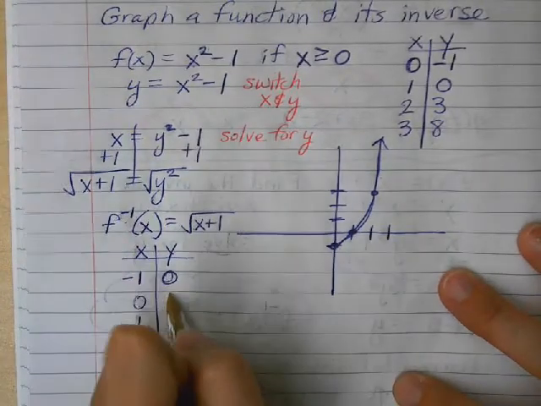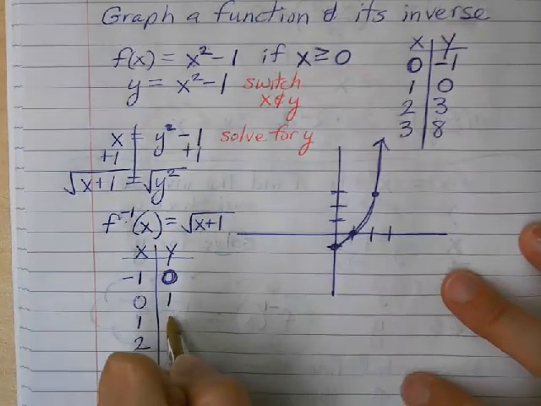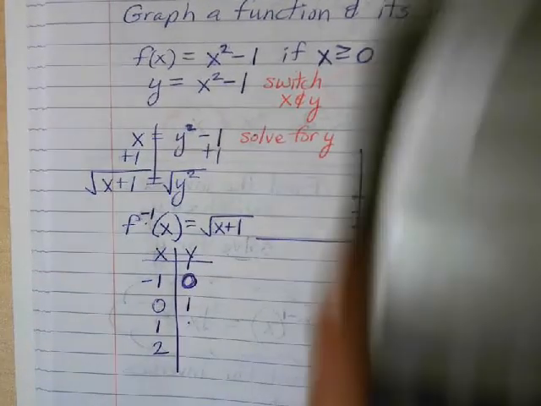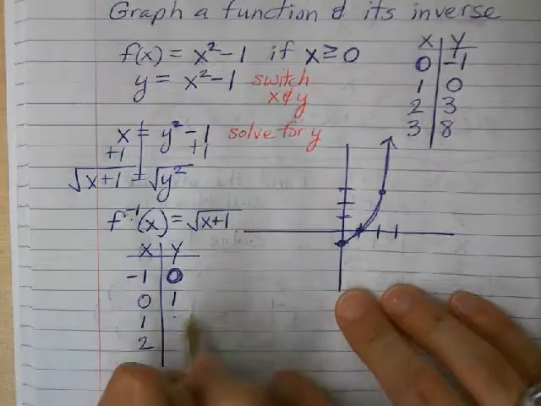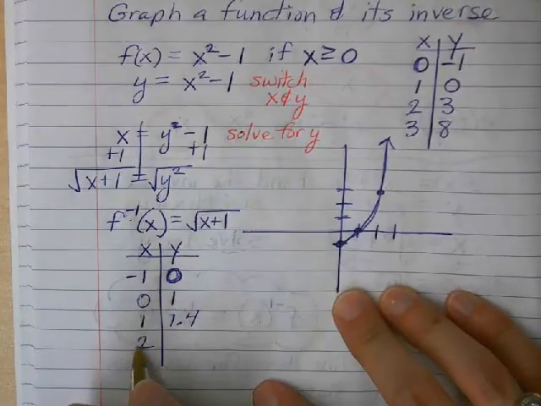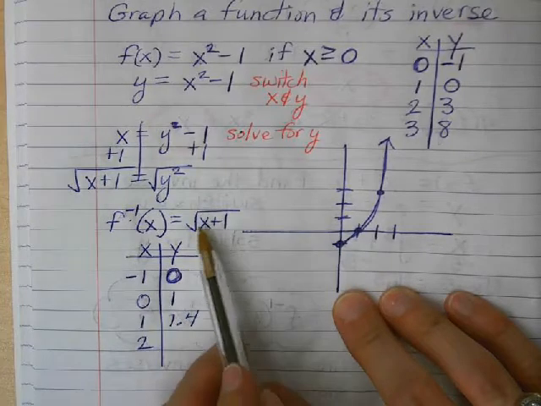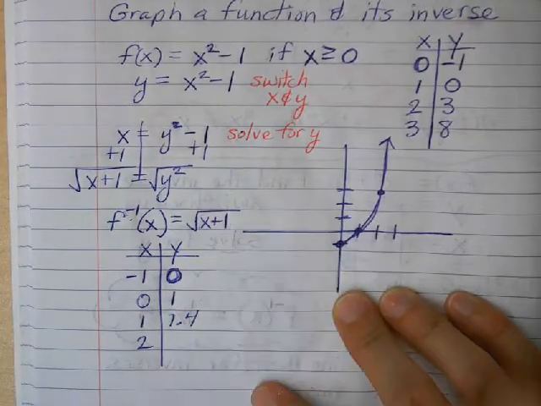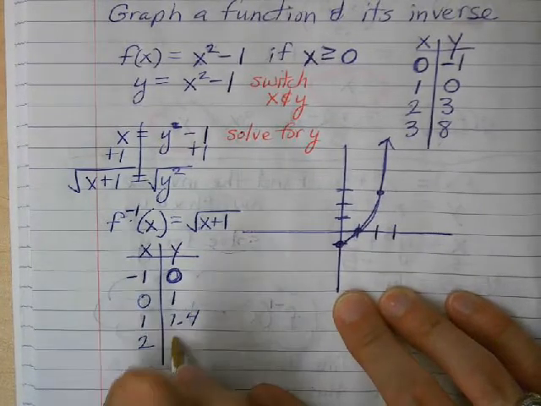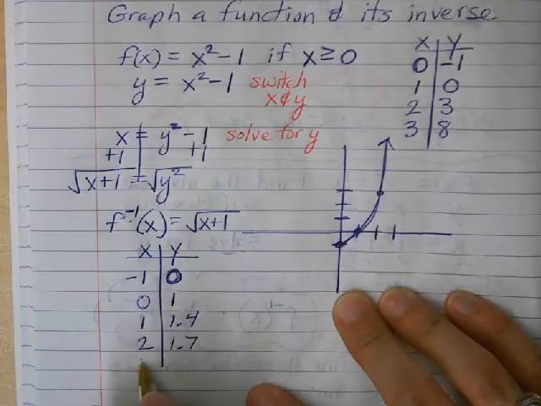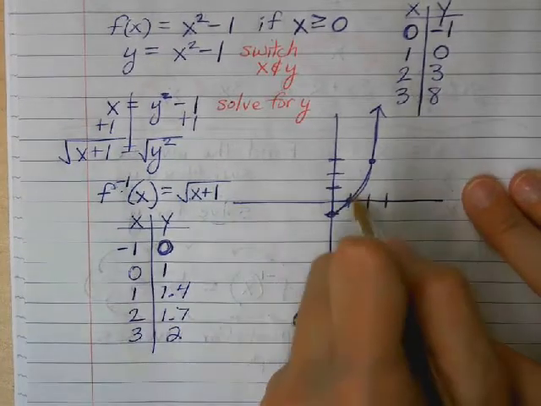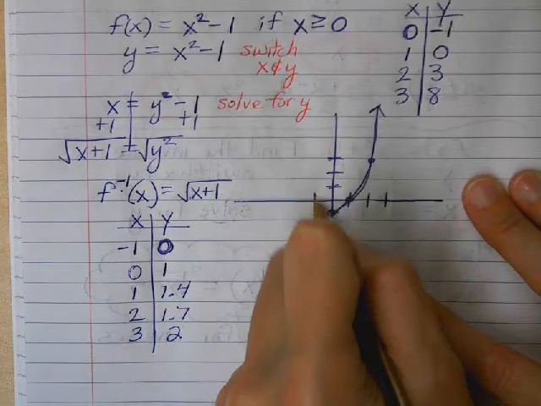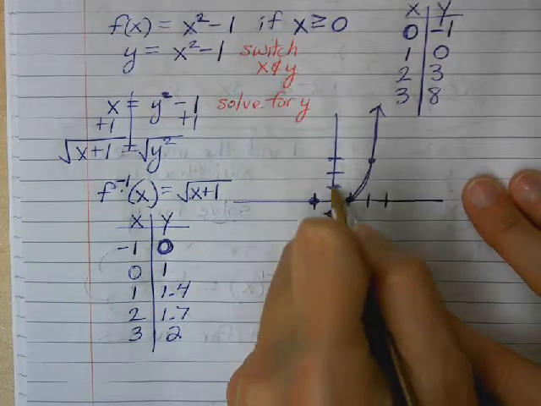0 plus 1 is 1. Square root of 1 is 1. This would be square root of 2. Let's see, what's square root of 2? I need a calculator. It's like 1.4, I think. Square root of 2, yeah, 1.4. And then if I put a 2 in there, 2 plus 1 is 3. What's square root of 3? Square root of 3 is 1.7, etc. If I put in 3, 3 plus 1 is 4, square root of 4 is 2. See, you can get it. It just takes a little bit. And so then I can graph it. -1, 0 is over here. 0, 1.